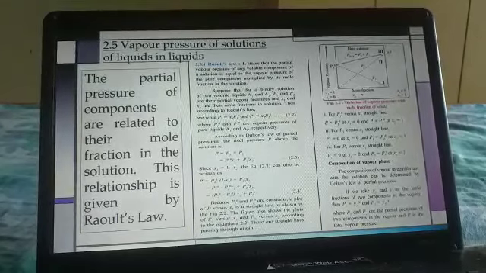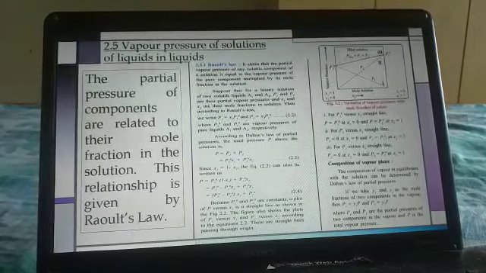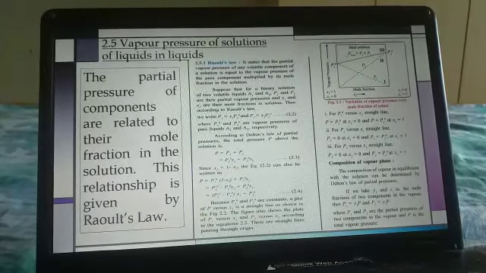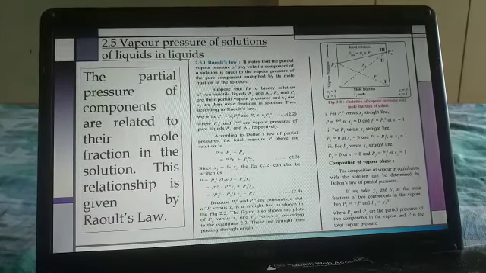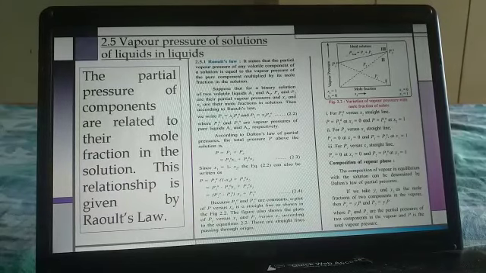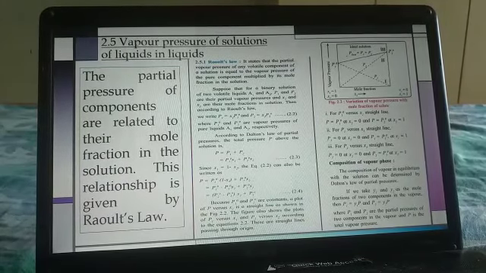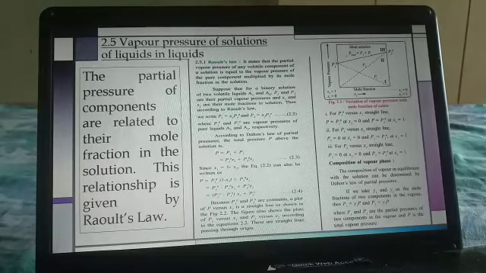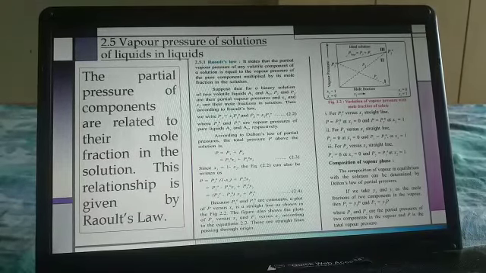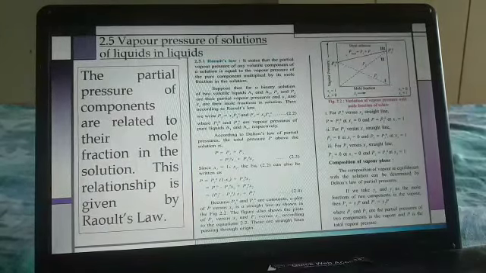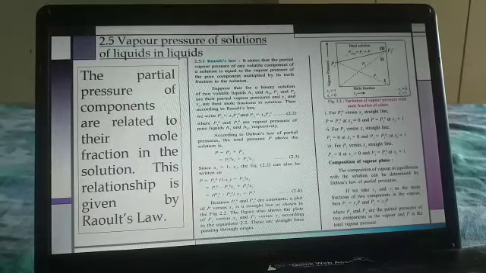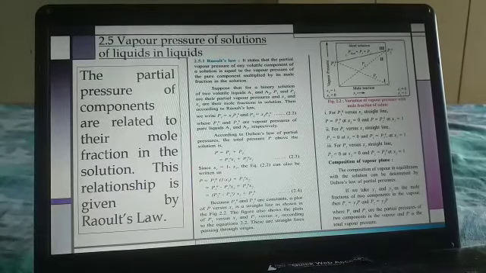Now let us see the graph: variations of vapor pressure with the mole fraction. For P versus X2 we get a straight line. P is equal to P1 naught at X2 equal to 0, and P is equal to P2 naught at X2 equal to 1. Second, for P1 versus X1, a straight line: P1 is equal to 0 at X1 equal to 0, and P1 is equal to P1 naught at X1 equal to 1. For P2 it is similar: P2 is equal to 0 at X2 equal to 0, and P2 is equal to P2 naught at X2 equal to 1.